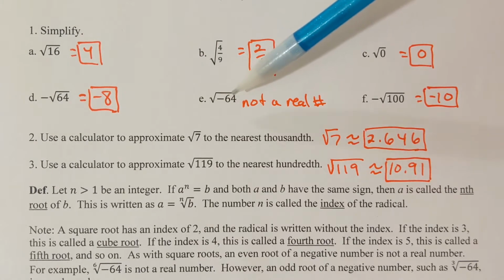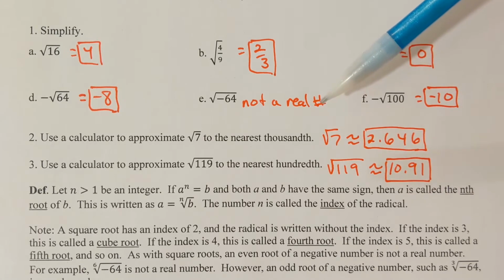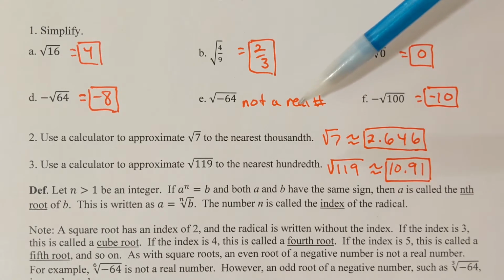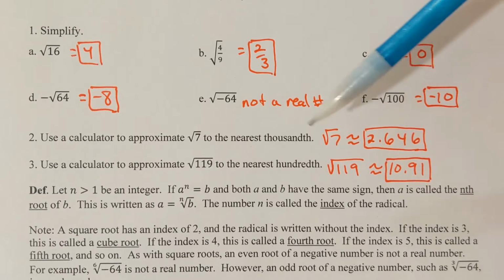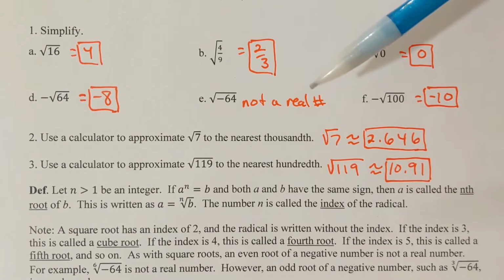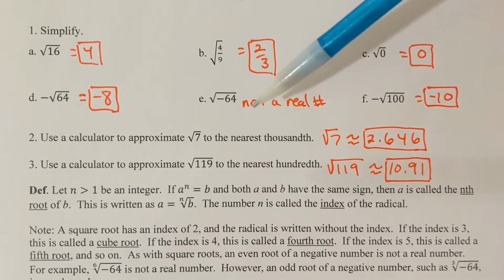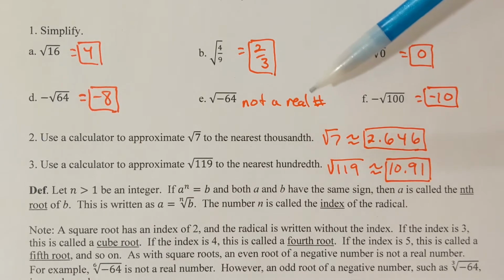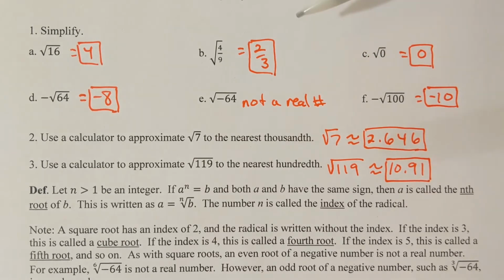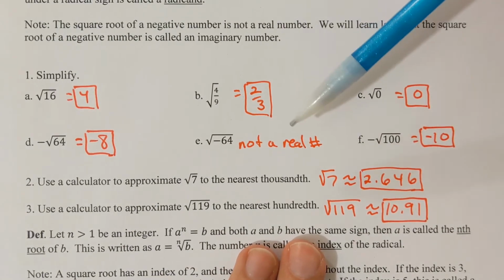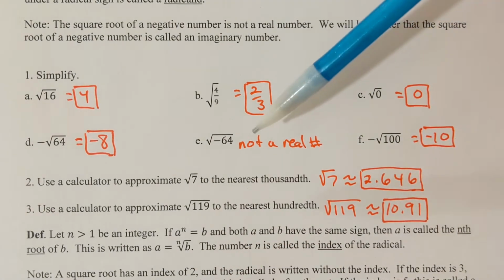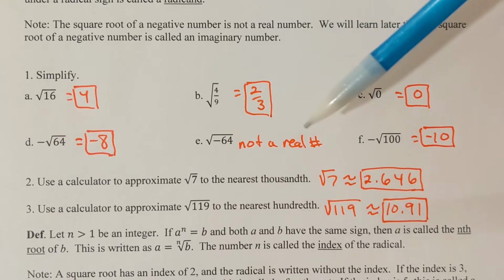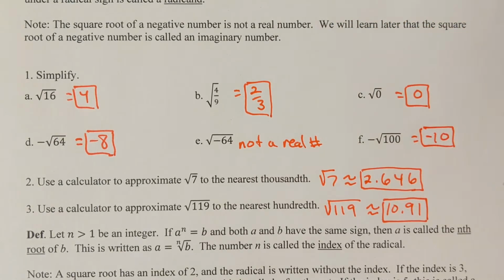Now, the square root of negative 64 would not be a real number. In other words, there's no number that you can square that would give you negative 64. There's no number that you would square and give you a negative, period. So we would say that it's not a real number. As I said earlier in the note, we'll talk about imaginary numbers later in the chapter. At the moment, when you see the square root of a negative, just write not a real number, okay?